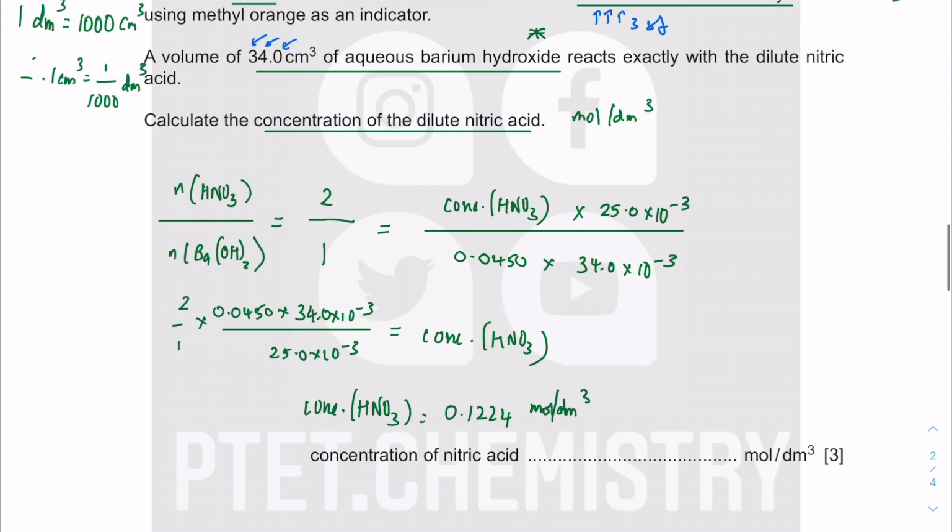Based on the data as well as the practical detail, what is appropriate is that you cannot get higher accuracy or a greater number of significant figures than the data that you were given. All right, so this is mole per dm³ because it's a concentration that we are asked to find.